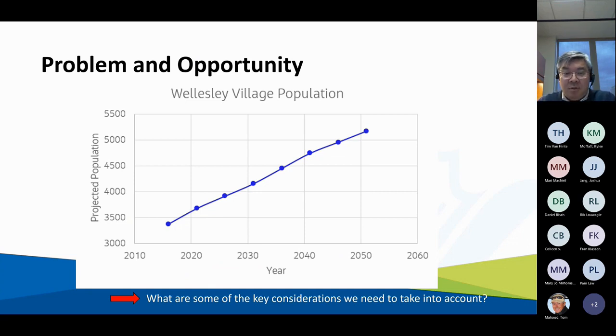But when it comes to water and wastewater, it is critical that the associated infrastructure meet both the current and anticipated future needs. So, what are some of the considerations that we need to take into account when we're looking at our water and wastewater infrastructure? This master plan is an opportunity to think about what we need to do to strengthen their reliability and resiliency into the future. Next slide, please.